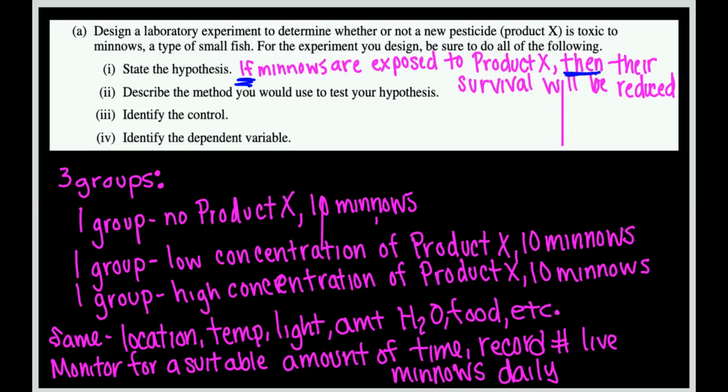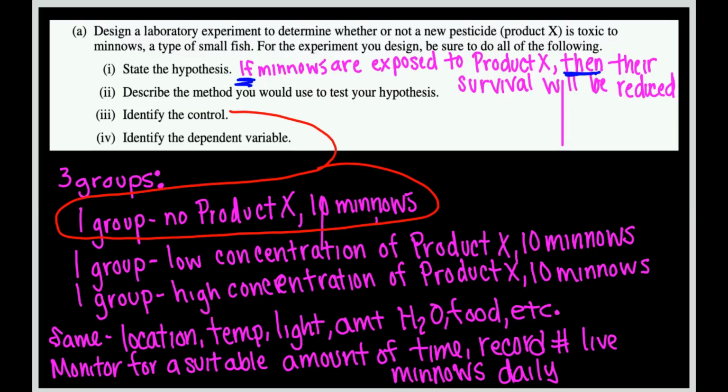So if I was doing this FRQ on the AP exam, I would write the control is, but I'm just going to circle it here because I don't have a ton of time here, and then we're going to identify the dependent variable. So the independent variable is the thing that we changed, okay? So the thing that we changed is the amount of product X. Okay, that's what we changed.